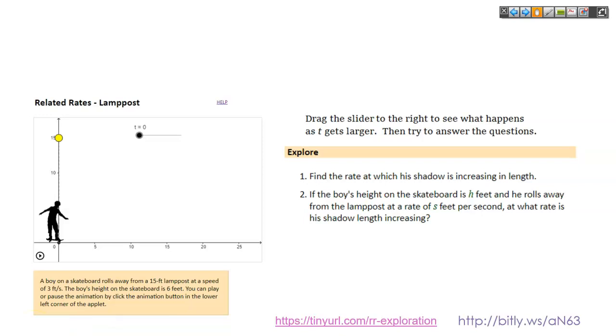So this little application says to drag the slider to the right to see what happens as t gets larger, and then answer the following questions. So you want to find the rate at which the shadow is increasing in length, and if the boy's height on the skateboard is h feet as he rolls away from the lamppost at a rate of s feet per second.